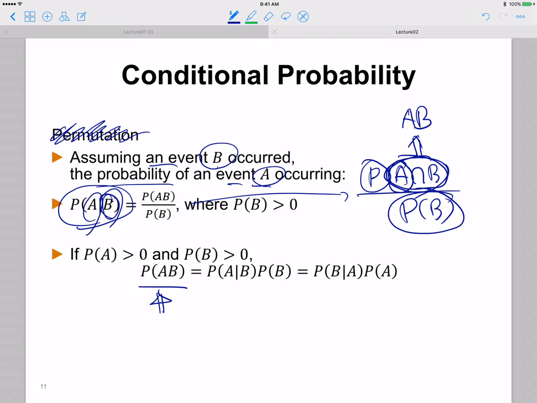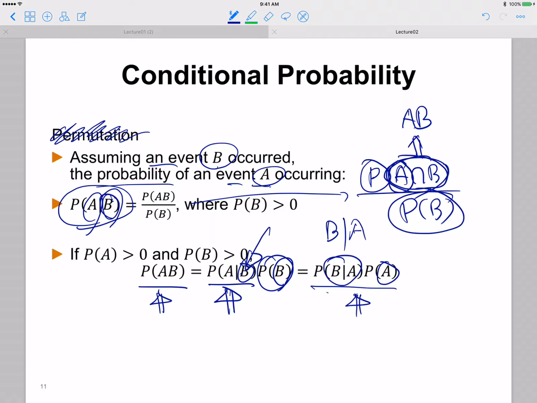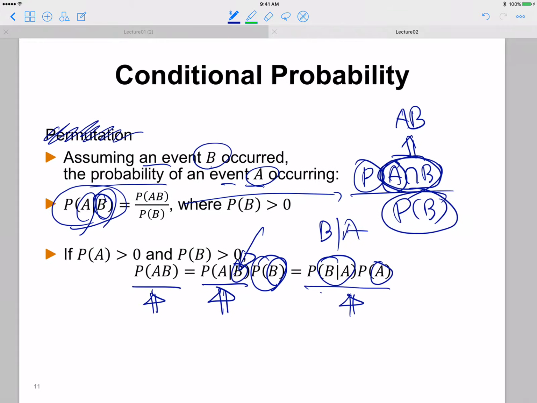If A and B are occurring together, we consider B occurred first, consider its probability, and multiply it by the probability of A occurring given that B already occurred. Also, we could consider A occurred first, and then the conditional probability of event B occurring, given the event A already occurred.